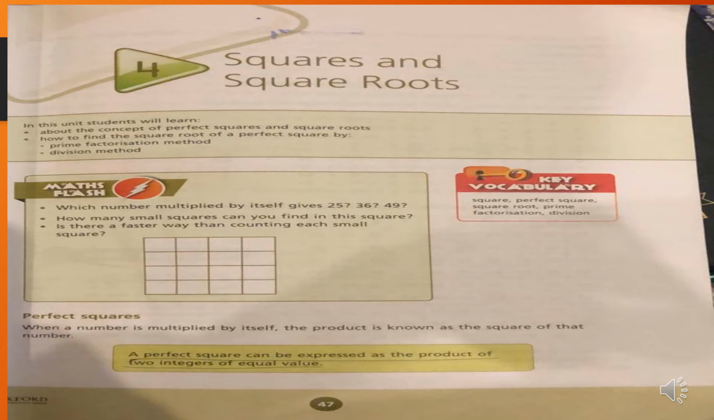This is the chapter that we are going to discuss today. It's chapter number 4. It starts from page number 47 of your countdown books, edition 2 for class 7. Let's move on to the solution to question number 1, part 1, exercise 4a.